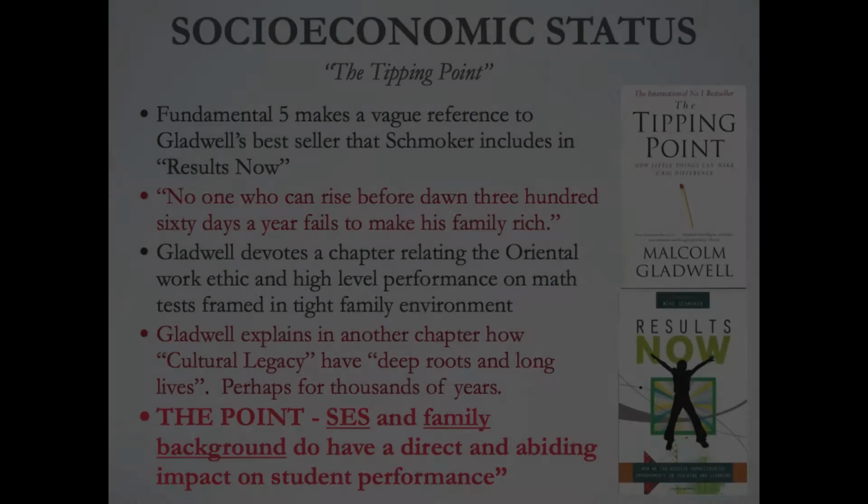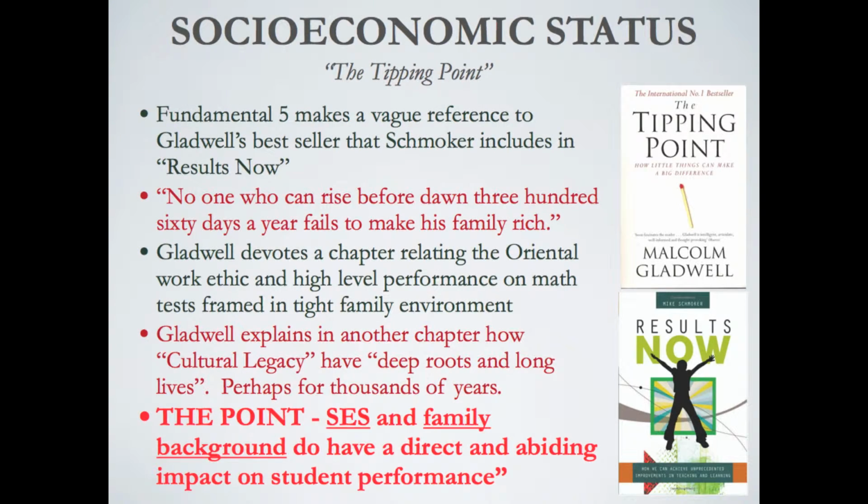The Fundamental Five makes a vague reference to Malcolm Gladwell's best-selling book called The Tipping Point, and Schmoker actually includes this in his bibliography in his book Results Now, so he used it as a reference. The interesting point about The Tipping Point is that it goes into great detail about how people perform because of their ethnicity, their socioeconomic status, and the like. One of the quotes from the book is, "No one who can rise before dawn 360 days a year fails to make his family rich."